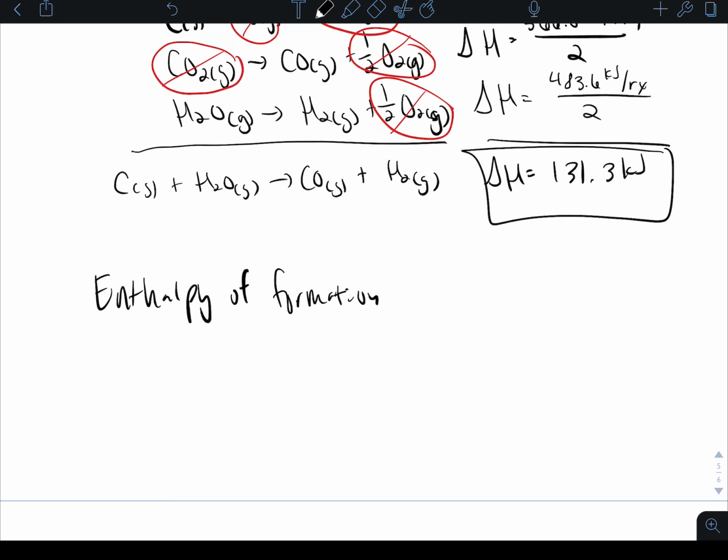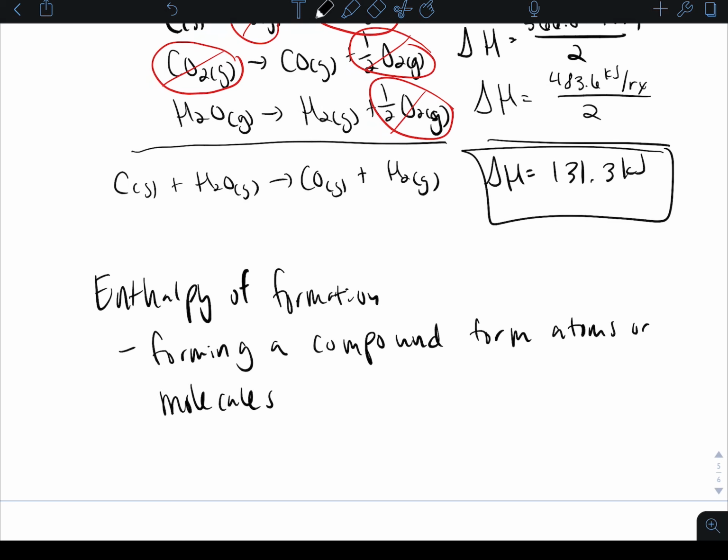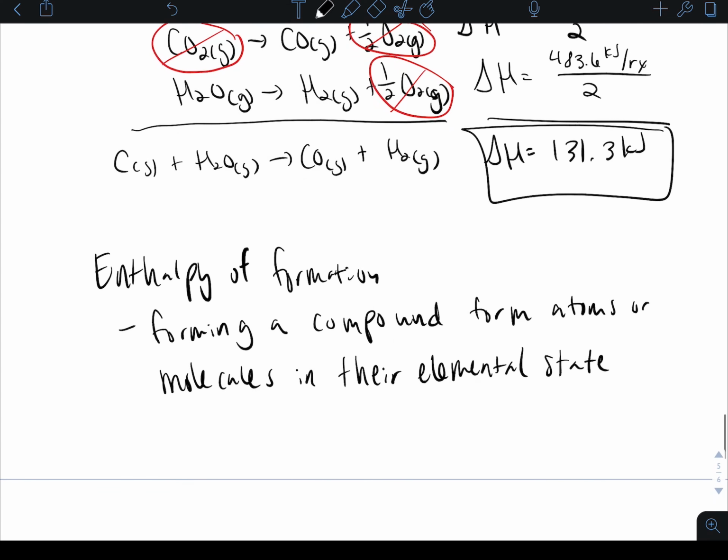So here we're looking at forming a compound from its elemental substances. So from atoms or molecules in their elemental state. So it's very important that you remember your diatomics here, right? So you should know at this point what your elemental forms are, especially for carbon, hydrogen, and oxygen. Those are going to be the most common that we're going to be using.